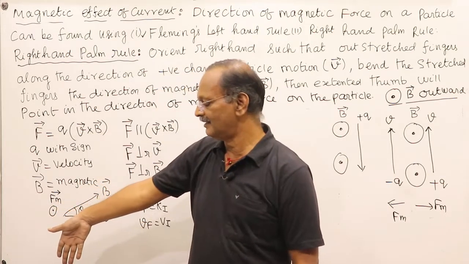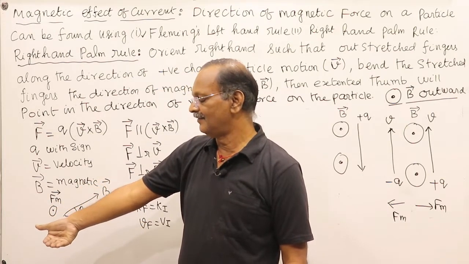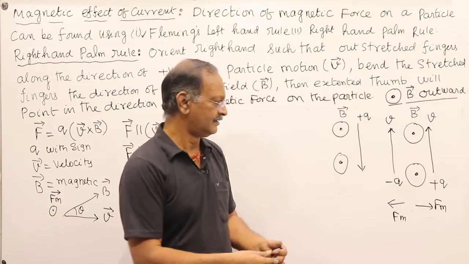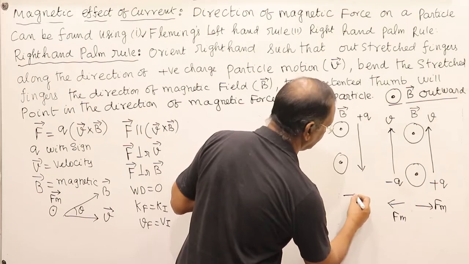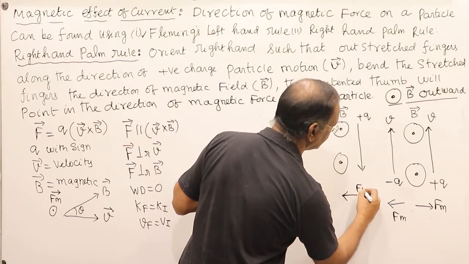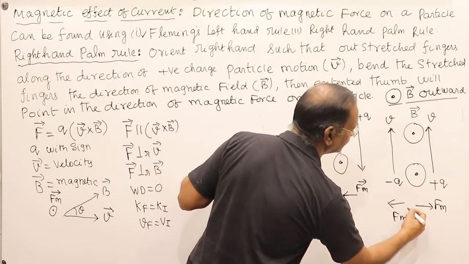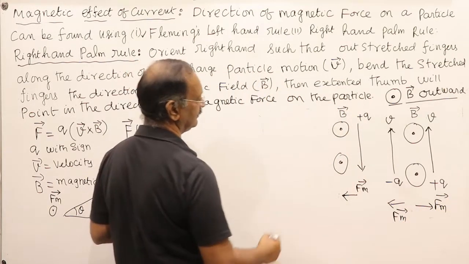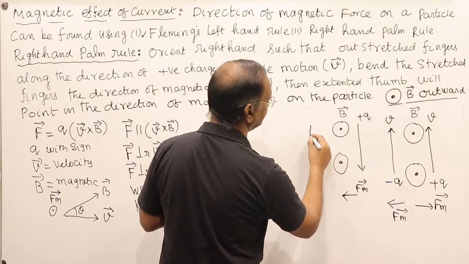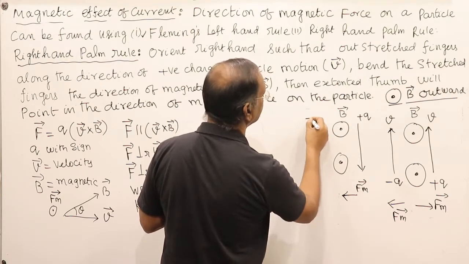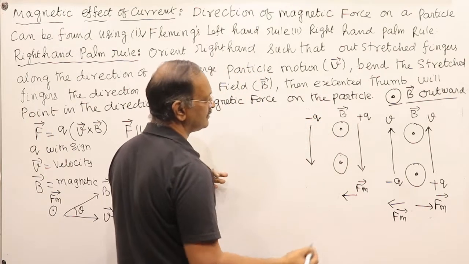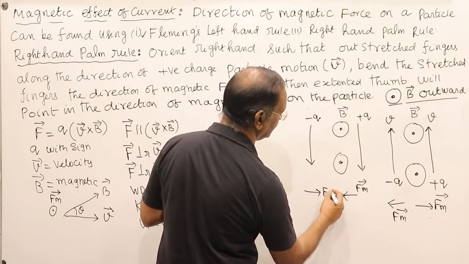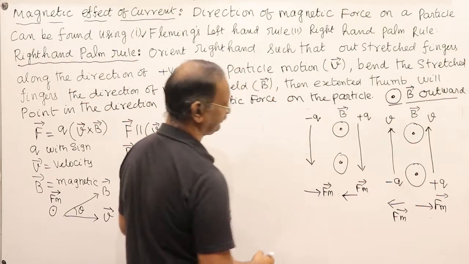So we will keep like this, velocity in this direction, we will move like this. This thumb indicates the direction of force. So for this, the magnetic force is in this direction. Now for the same condition, if it is a negative charge, we can simply write it is exactly in the opposite direction. Finished.